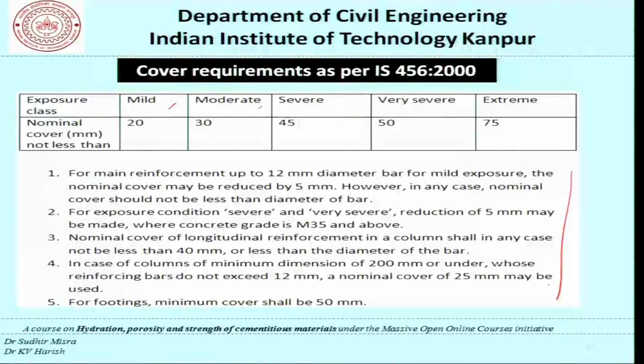Number 2, for exposure conditions severe and very severe, a reduction of 5 millimeters may be made where the concrete grade is M35 and above. Now, let me explain this part a little bit.